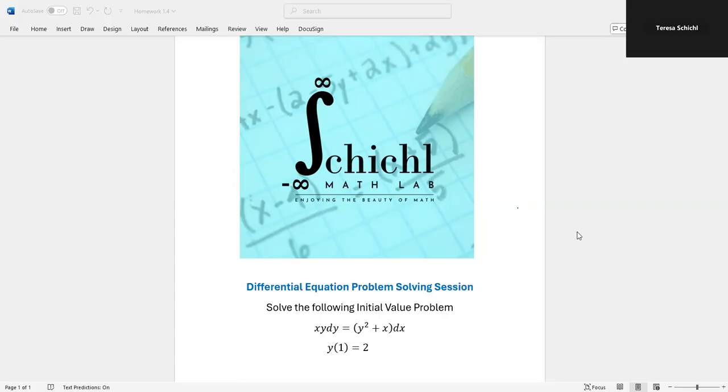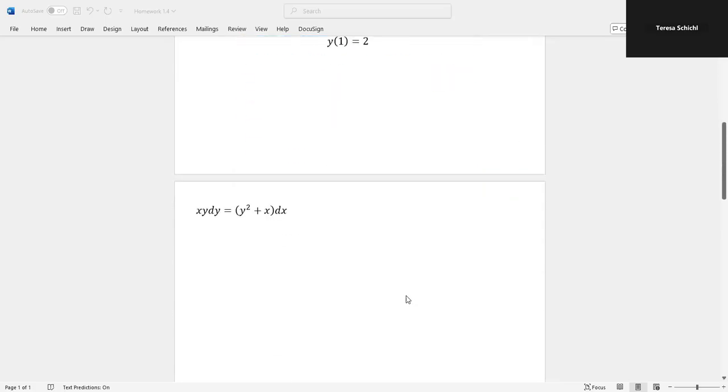All right, here is the problem we are going to solve today. Is xy dy equal to (y squared plus x) dx here. All right, let's go ahead and get started.